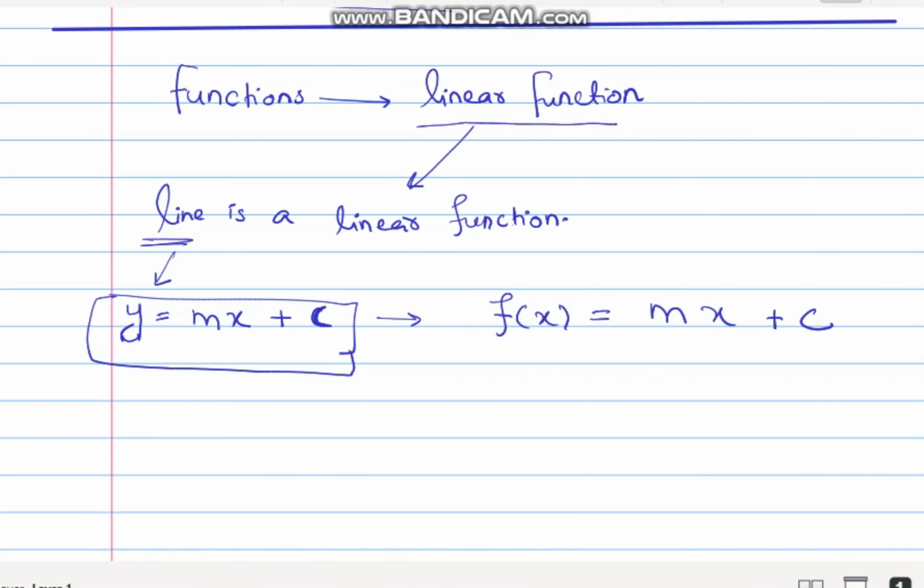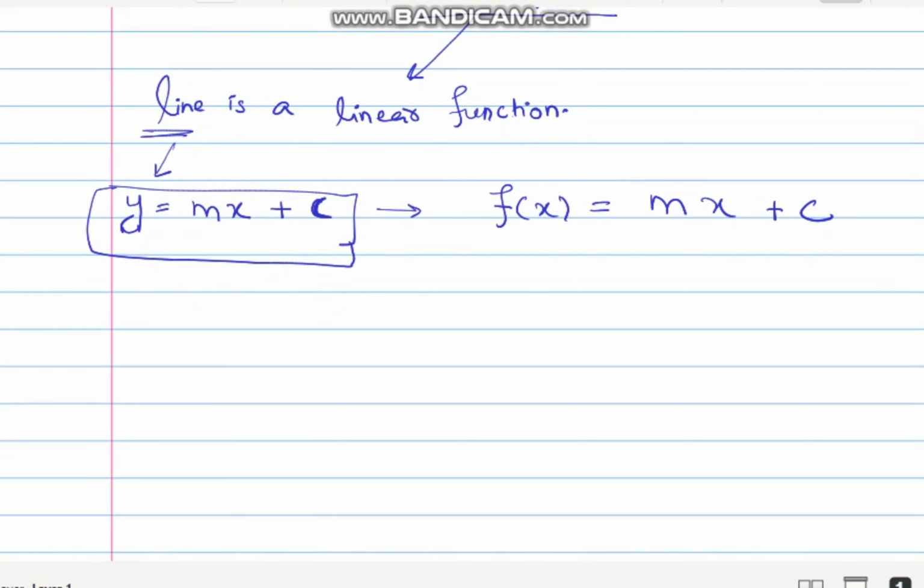mx plus c. Now, dear students, I want to tell you one important thing. It is very important to know what m is, and we studied this in great detail in yesterday's lecture. What is m? m is basically the slope of the line. And we know what the slope of the line is. If you don't know about the slope and these new things, I am saying again and again, you must watch the previous lecture on my YouTube channel, and you will be clear about these things. m is the slope of the line.